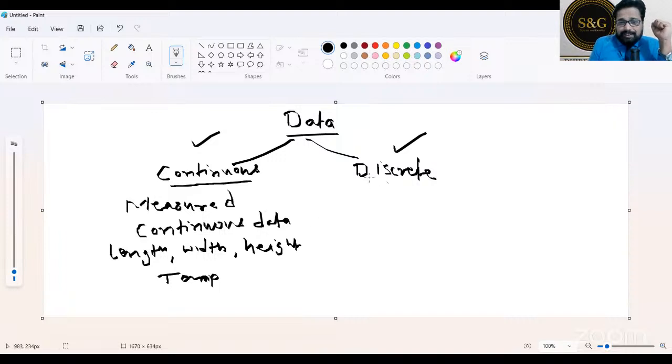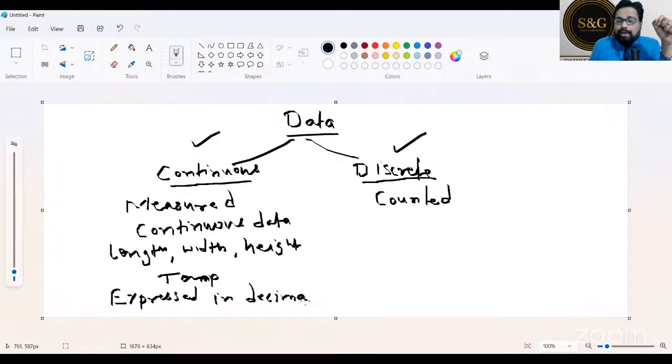On the other side, discrete data is data which cannot be measured, but is counted. Continuous data can be expressed in decimals, so I can express 1.2 centimeters in decimals as well. It is measured; discrete is counted. Sorry, instead of continuous data, just write continuous scale. This is not continuous; this is a discrete scale.